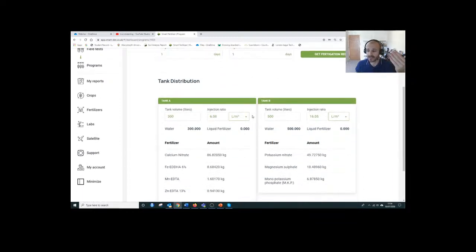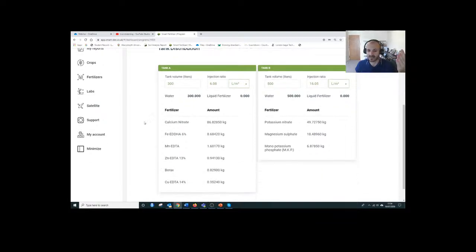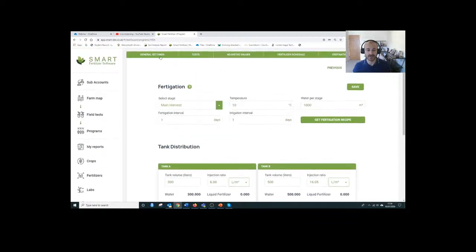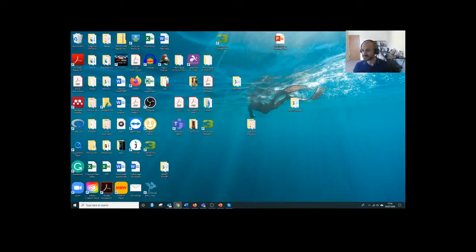And this, I think, is the magic of a smart fertilizer, because as I explained to you before, this is a very complicated process, and is based not only on compatibility but also on solubility, injection ratios, etc. So I think that's pretty much it.